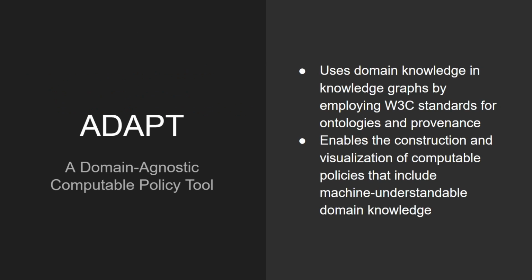Here's where ADAPT enters the fray. ADAPT is a domain-agnostic policy tool. It leverages the domain knowledge stored in knowledge graphs using W3C standards for ontologies and provenance, and then uses that knowledge to enable the construction and visualization of computable policies that include machine understandable domain knowledge. This approach can be used to reduce terminology inconsistencies and also augment the policy evaluation process.